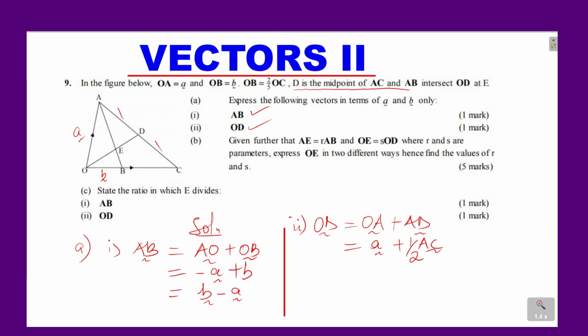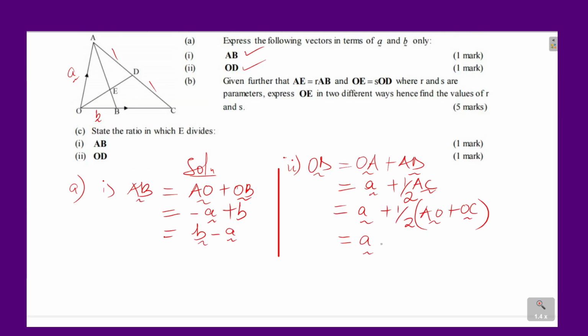This direction is very important. Not a half of CA, but half of AC, because you're moving in that direction, A to D. So this will give A plus a half AC. So we need to get AC. How do we get AC? You want to move from A to C. So you start from A to O, then from O to C. That is how we get AC. This will give A plus half AO. AO will be negative A because OA is A. So AO, moving in the opposite direction, will be negative A, plus OC.